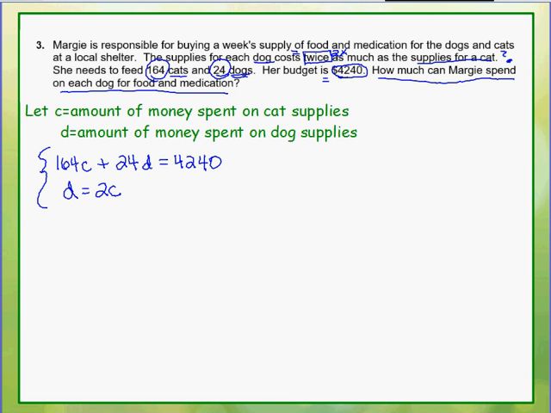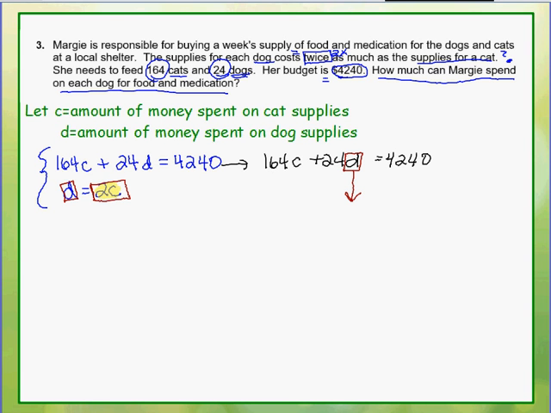Now for this problem, it looks different than others, but it should be apparent which method is easier. I already have a variable alone, so I can use the substitution method. Let's rewrite this equation over here. 164C plus 24D equals 4,240. I have the D here, but D is no longer D. I can substitute it with this expression here, 2C.